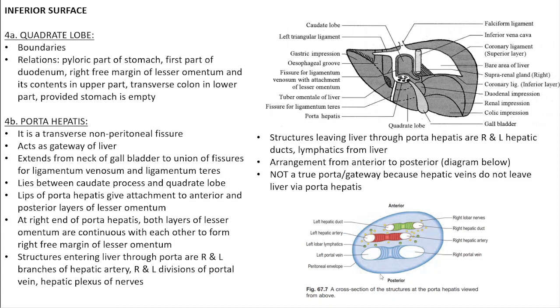In the porta hepatis, from anterior to posterior, the arrangement is the two hepatic ducts, the two hepatic arteries, and the two portal veins. But in the right free margin of the lesser omentum, the hepatic duct lies slightly towards the right side. The proper hepatic artery is slightly towards the left side. Both of them are lying in front of the portal vein, which occupies the whole of the posterior aspect of the right free margin of the lesser omentum.